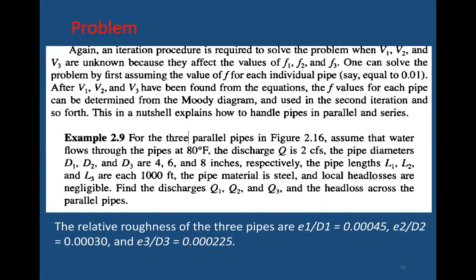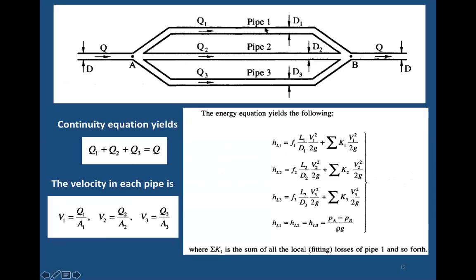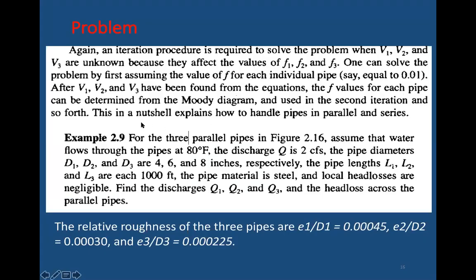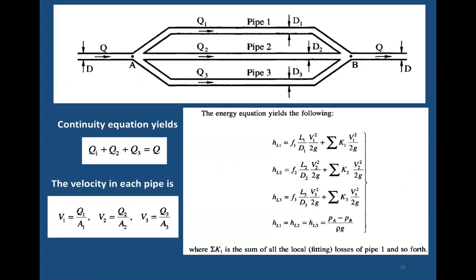Now we can see one example. I think at that time I didn't provide this problem, so let's see the example here. For the three parallel pipes in figure 2.16, this is the figure, assume that water is flowing through the pipes at 80 degrees Fahrenheit, and discharge Q is 2 cubic feet per second. The pipe diameters D1, D2 and D3 are 4, 6 and 8 inches respectively. The pipe lengths L1, L2, L3 are 1000 feet, all the same. The pipe material is steel and the local head losses are negligible. So once the local head losses are negligible, in this equation this portion will not be considered.